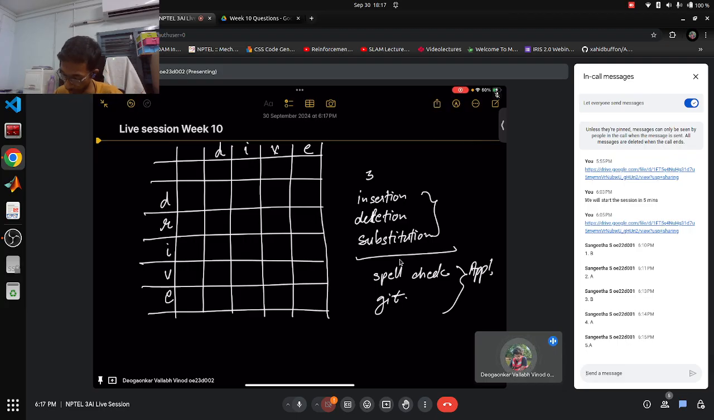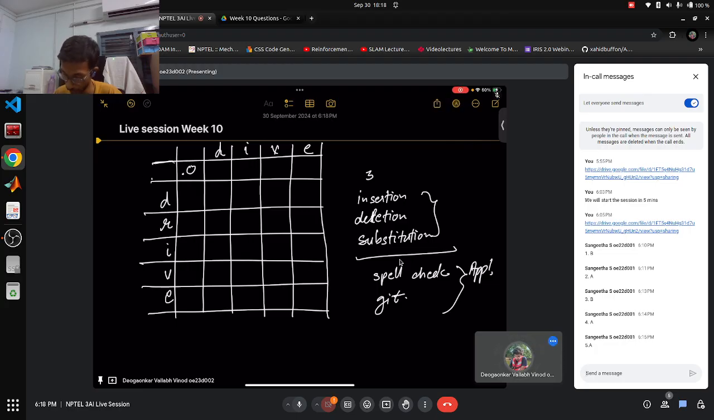So the idea here is that what we do essentially is we first consider this box, which is a blank space. So what we are checking is, to go from a blank, an empty string, to an empty string, the number of insertion, deletion or substitution operations that we need to perform is actually 0, because there is nothing to change.